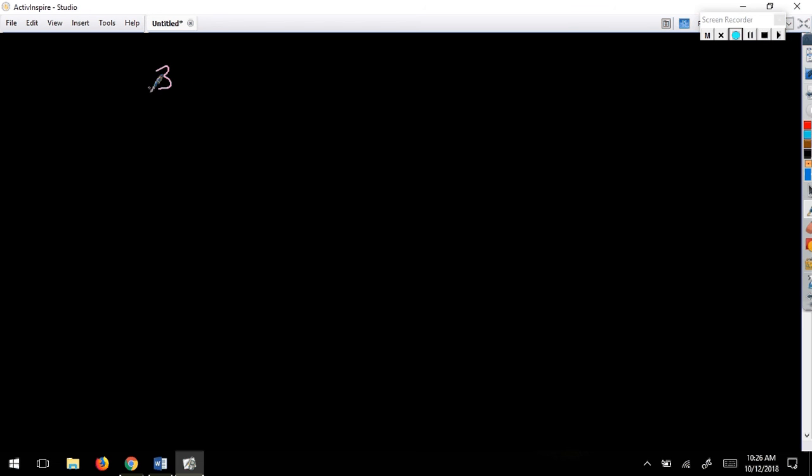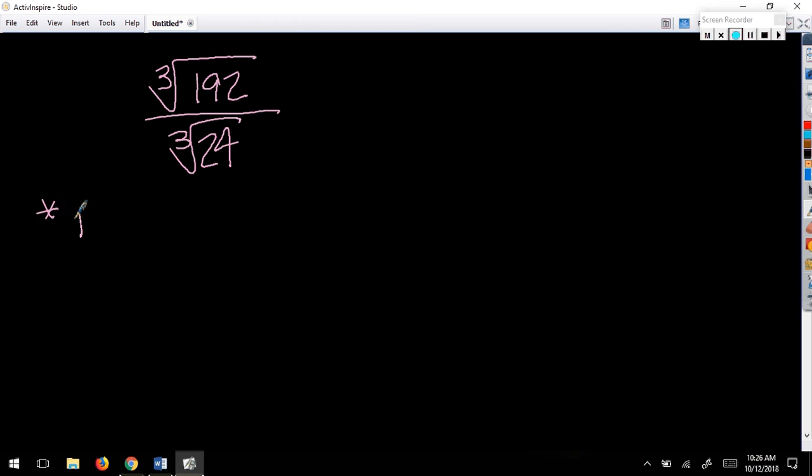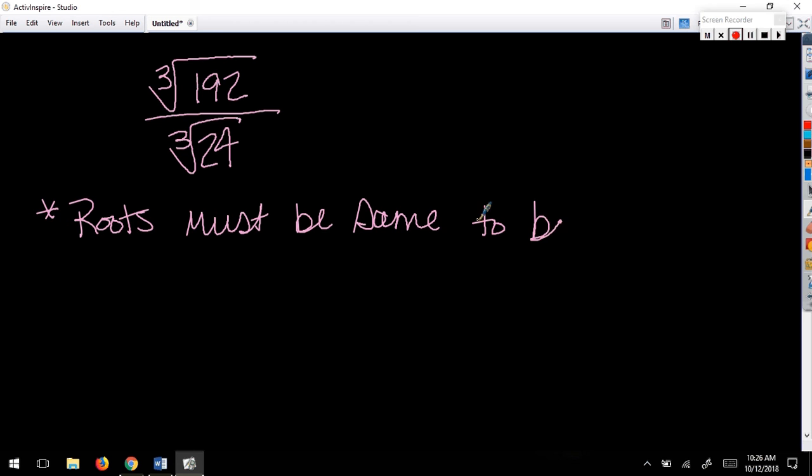So if I have something like the cubed root of 192 divided by the cubed root of 24, very important, these roots must be the same, just like the exponents have to be the same. The roots must be the same to combine, okay? And also remember, radicals are exponents. So at the end of the day, the exponent properties still apply. We could change this over to 1/3 and this to 1/3 if we really wanted to.